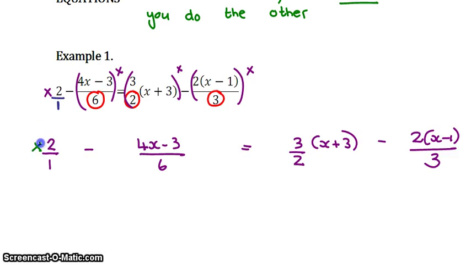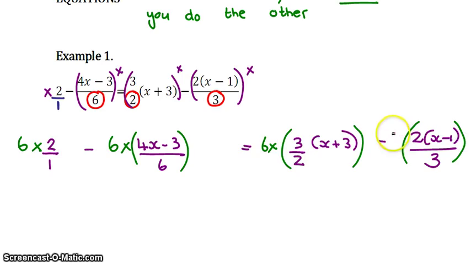My golden rule says I can multiply each of these terms. Now notice I put a bracket around that because it's a complicated term. I'm multiplying each of these terms by 6. That's the golden rule of equations. As long as you do the same thing to both sides, you haven't broken any rules. So I multiplied each term by 6.